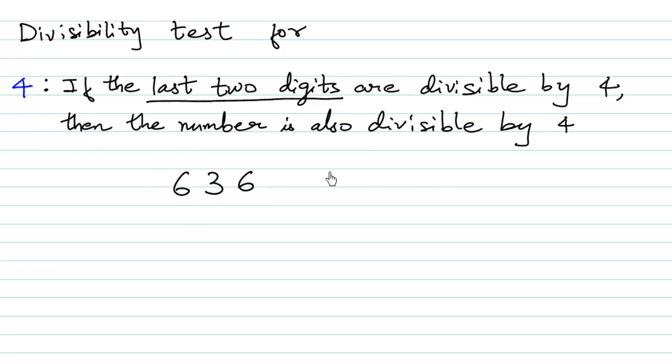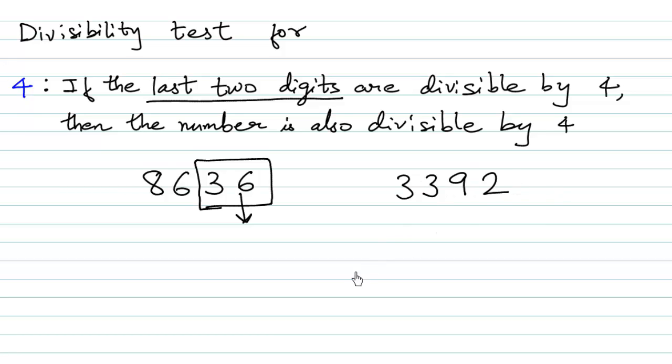636 is divisible by 4. 8636 is also divisible by 4, because we are only concerned with the last two digits, not the other digits. So if these last two digits go in the table of 4, then whatever the number is, that is also divisible by 4. But sometimes, let's say the last two digits are 92 and the previous digits are 33, so the number is 3392.